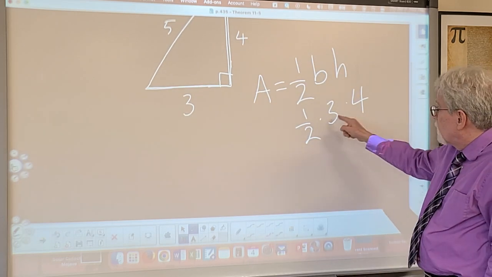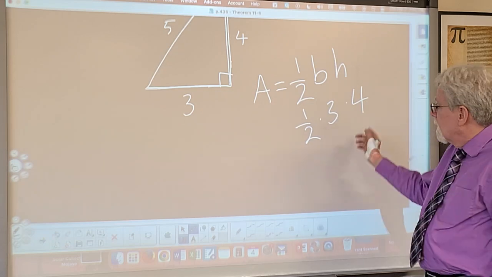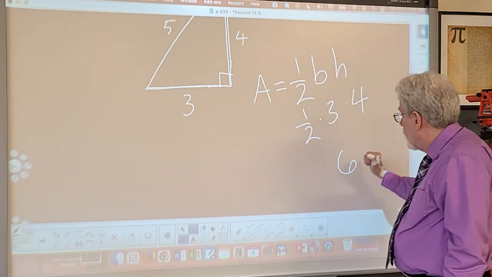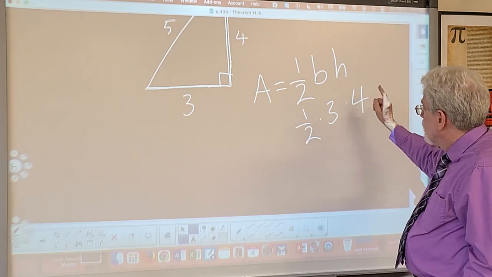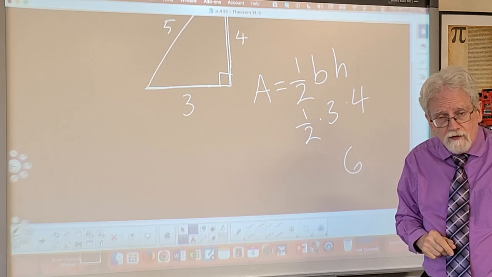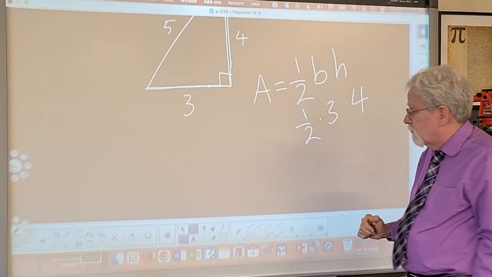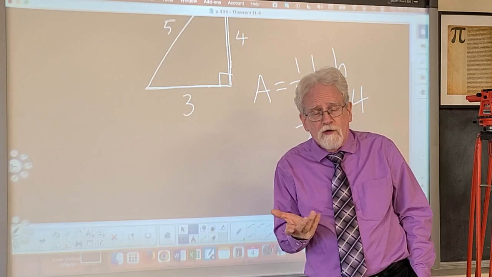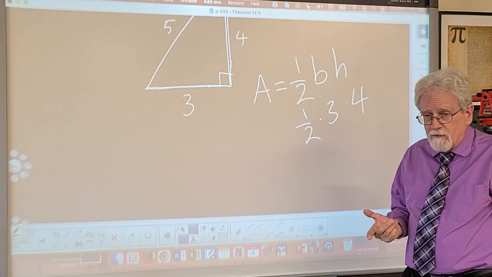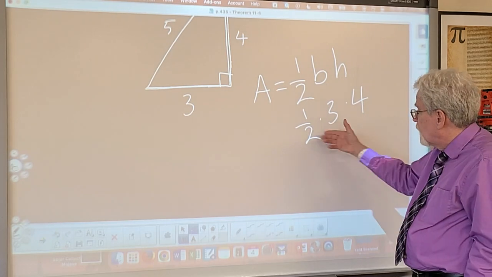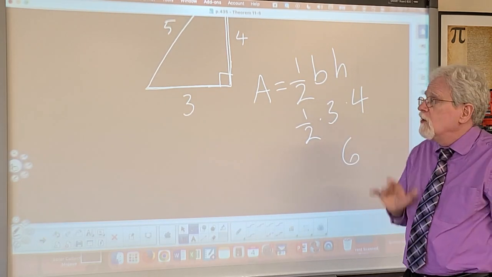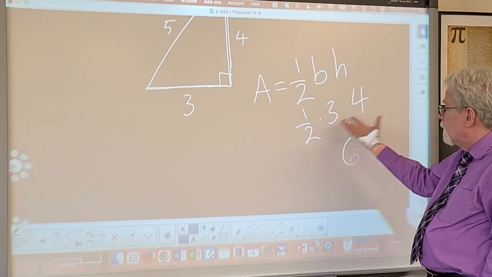You could do 3 times 4, 12, and then take half of 12, 6. Or you could take half of 4, 2. 2 times 3 is still 6. Or you could even, if you wanted to challenge yourself to use the fractions, do half of 3, that's 1/2. And guess what 1/2 times 4 is? It'll be 6. No matter what order you do this in, it's going to be 6.